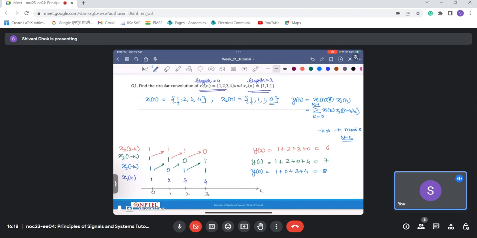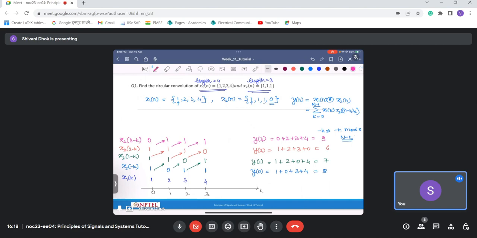And at the end, we have x2(3 minus k). Now this 0 will come at the first place, this 1 will go here, this 1 will go here, and this 1 will go here. So y(3) is equal to 1 plus 1 into 2, which is 2, then 1 into 3, which is 3, plus 4. So this comes out to be 2 plus 3 is 5, plus 4 is 9.